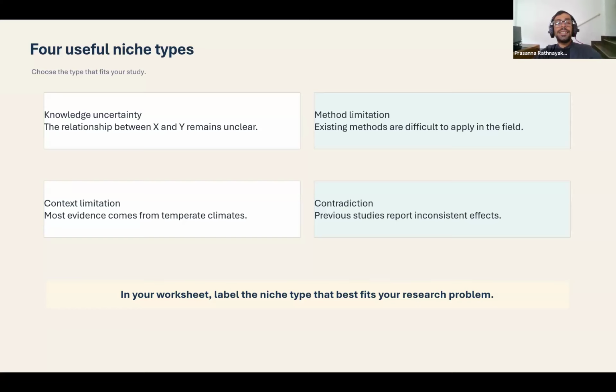All right? Or else, you may have a methodological limitation. How? Current methods work, but not in the field, not in low-cost environments. You see? Maybe the current methods work, but not in your field, but not for low-cost context. So that can be another niche you can try. That is method limitation.